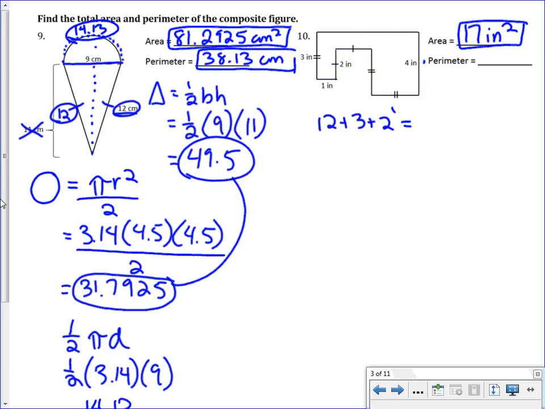Okay, so to do this, remember the top was 6. So I'm just going to walk around the outside. We also said that this was 2 here, this was 3, and this was 3. So I have 1 plus 2 plus 2 plus 3 plus 3 plus 4 plus 6 plus 3. When I do all that math and I add it up, I wind up with 24 inches. And that's my perimeter.